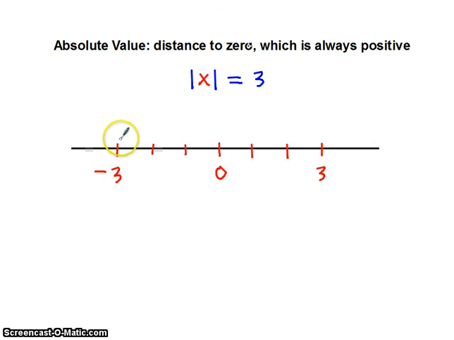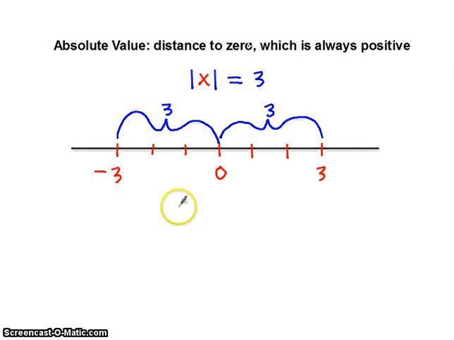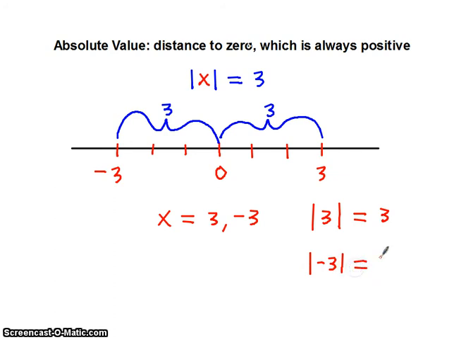If we are at +3 on the number line, we would say that the distance to 0 from 3 is equal to 3. If we were at -3 on the number line, we would say that the distance to 0 from -3 is equal to 3. So that means that x is equal to both +3 and -3. If we were to plug those values into that x spot, we would have the absolute value of 3, which is +3, and the absolute value of -3, which is equal to +3.